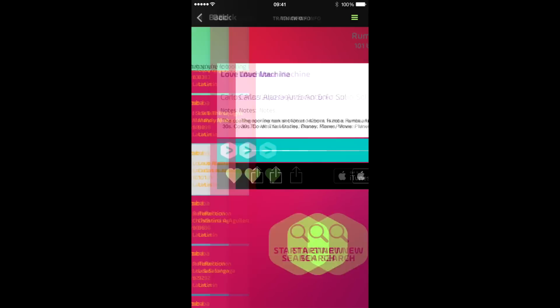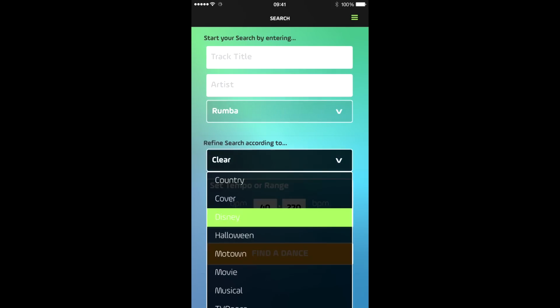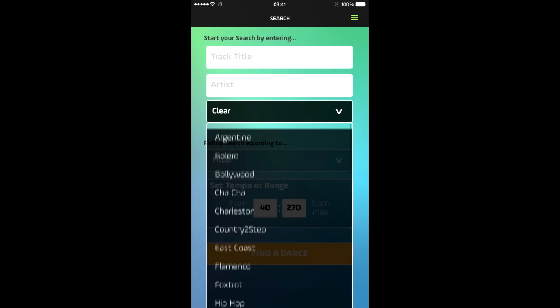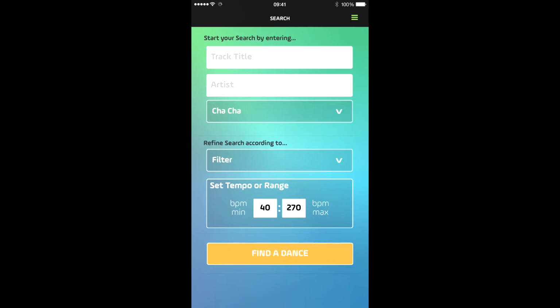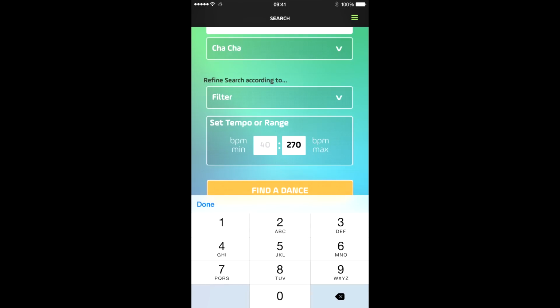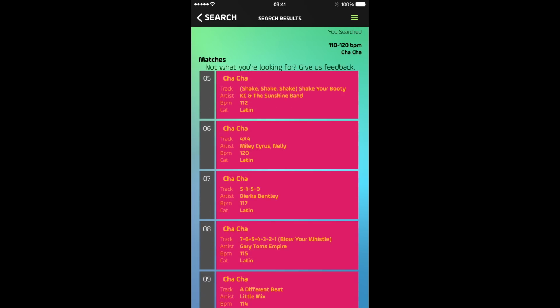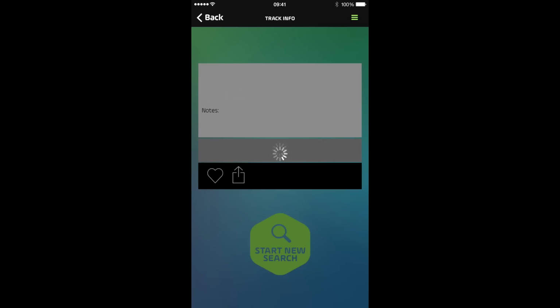Now what about John? With DancePicker, I can preview tracks that I've never heard before to get some inspiration. So, let's search for a cha-cha. I'm looking for something from 110 to 120 beats per minute. 4x4, Miley Cyrus. I've not heard this one.